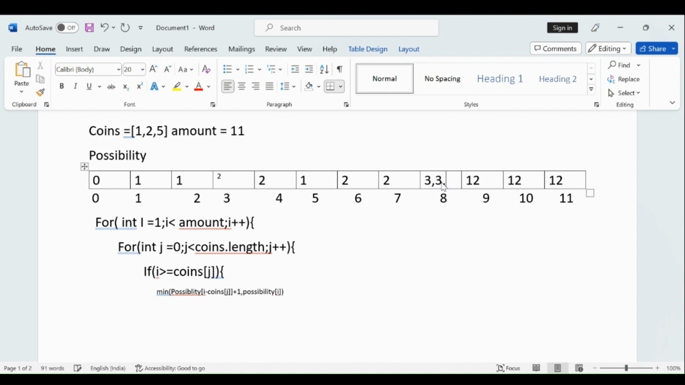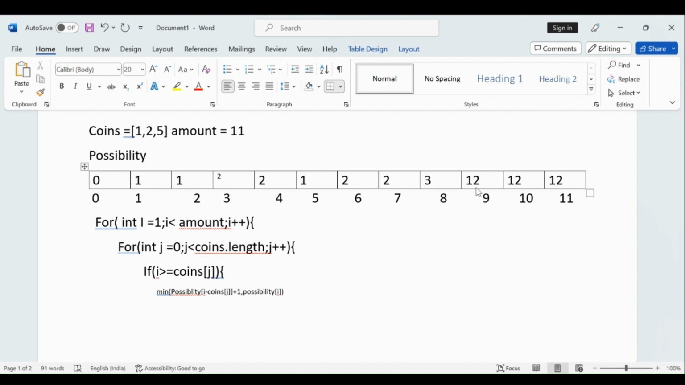And the minimum of 3 and 3 is 3, so we will keep 3. Now suppose we are using coin 5. 8 minus 5, we have 3. What was the minimum coins required? 2. And now 2 plus 1 is 3. So again your answer will be 3 in this case. So no need to change. 3 will be as it is. Now for 9.